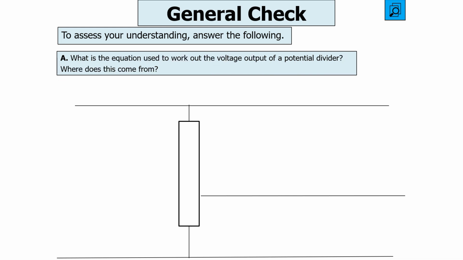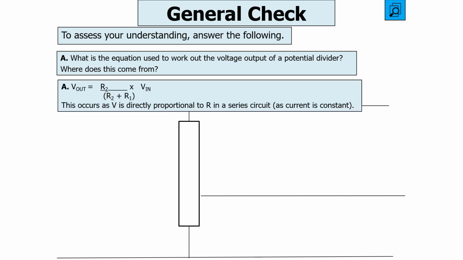The next question says, what is the equation used to work out the voltage output of a potential divider and where does it come from? So pause the video now, then unpause the video when you want to go through your answer. Well, V out is equal to R2 over R1 plus R2, the total resistance, times by the input voltage. Now this occurs because V is directly proportional to R in a series circuit because the current is constant.